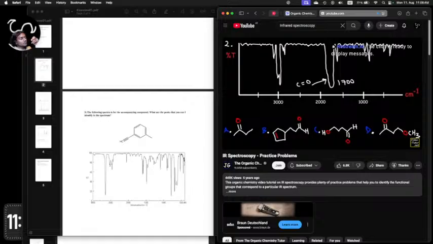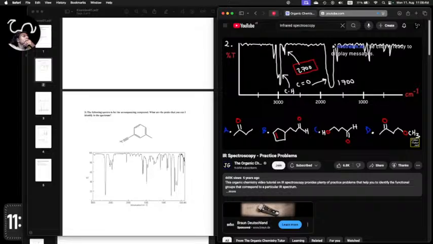Now, what else can we identify in this graph? Well, we do have our alkane CH stretch, which is present in every molecule. But note that we have a signal here around 2700. This is the aldehyde CH stretch. So we know we don't have an ester or a ketone or anything like that.